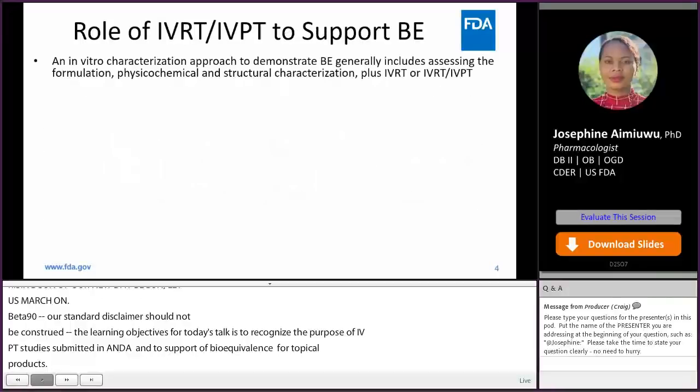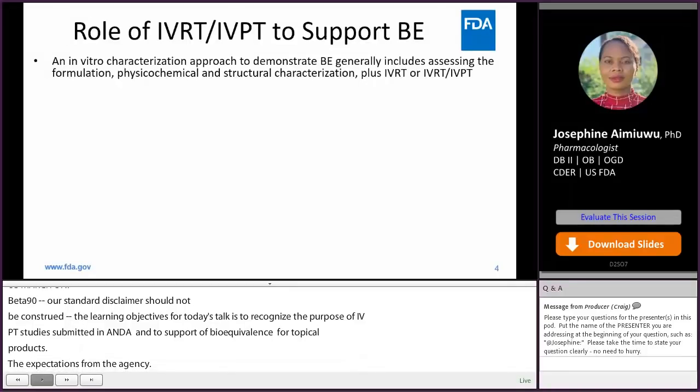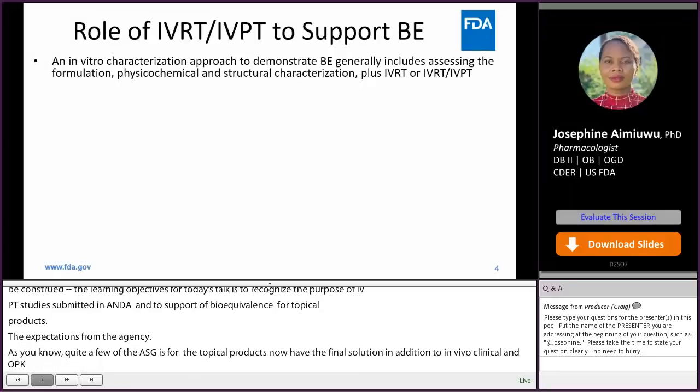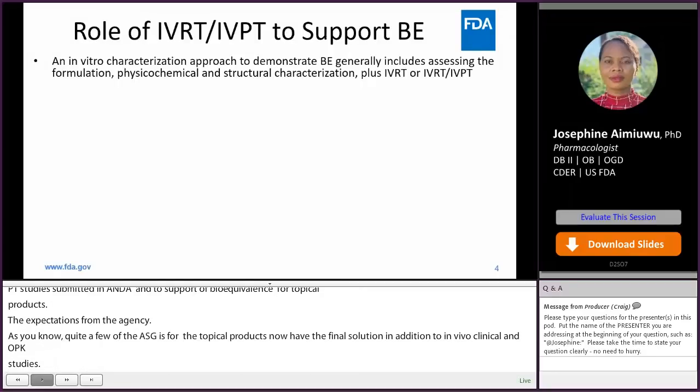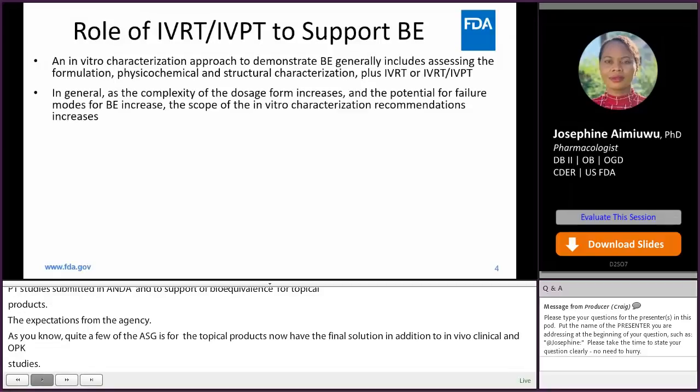As you know, quite a few of FDA's current PSGs for topical products now have the in vitro option in addition to in vivo clinical endpoint and/or PK studies. The in vitro option generally includes the assessment of the formulation, physicochemical and structural characterization, as well as the in vitro release and/or permeation studies, which are the focus of today's presentation.